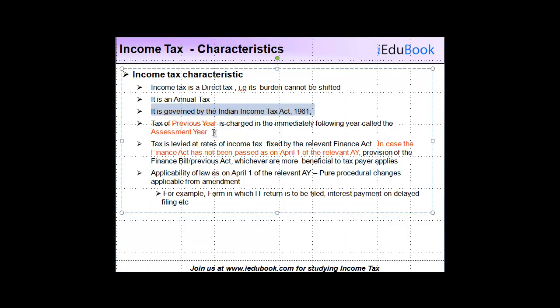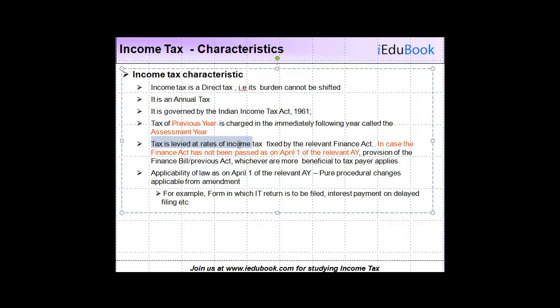Tax of previous year is charged in the immediately following year called the assessment year. We saw what we mean by a previous year and what we mean by an assessment year. Whatever income you have earned in the previous year, whatever tax is due on that is charged in the immediately following year called the assessment year. So you earn in the previous year, but you are chargeable to tax in the assessment year. The meaning of these two we've done in the previous lecture. You can refer to it.